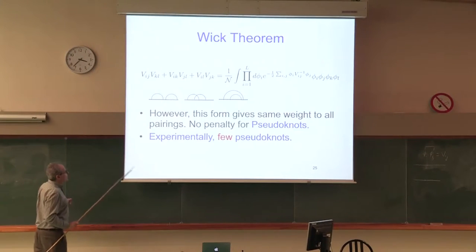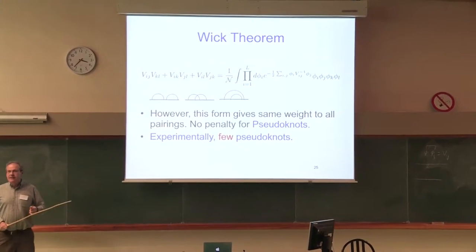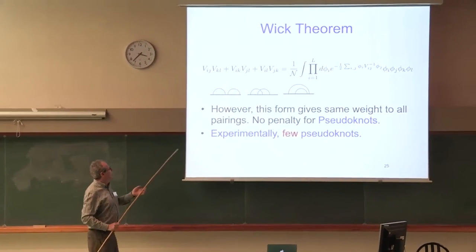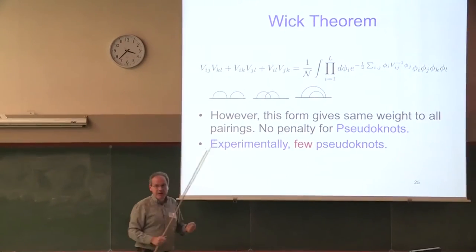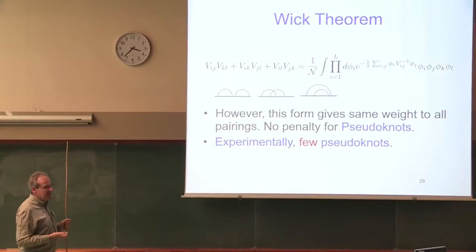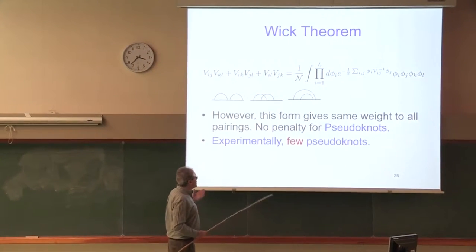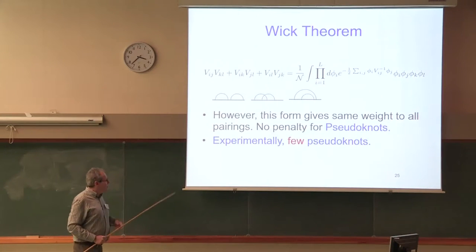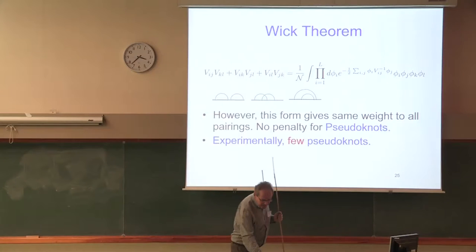However, if you use this form, all these graphs have the same weight. And if you do that, you can convince yourself that you will have much too many pseudoknots, because pseudoknots have exactly the same weight as the others, and the number of pseudoknots of course grows very fast, and therefore you will have much more than 10% pseudoknots in your system. Experimentally we know that there are few pseudoknots in the structure, so you have to do something to decrease the number of pseudoknots in the system.